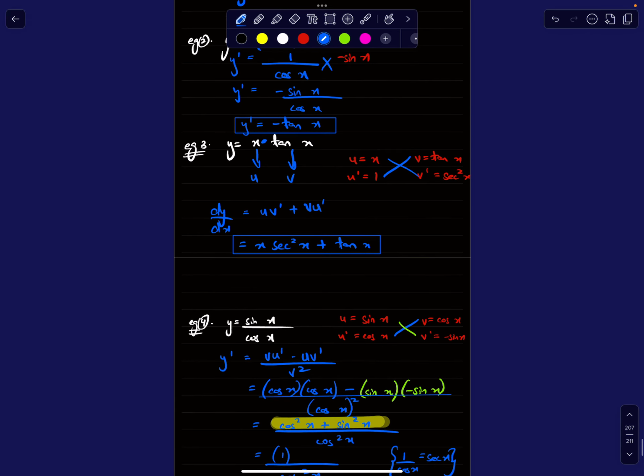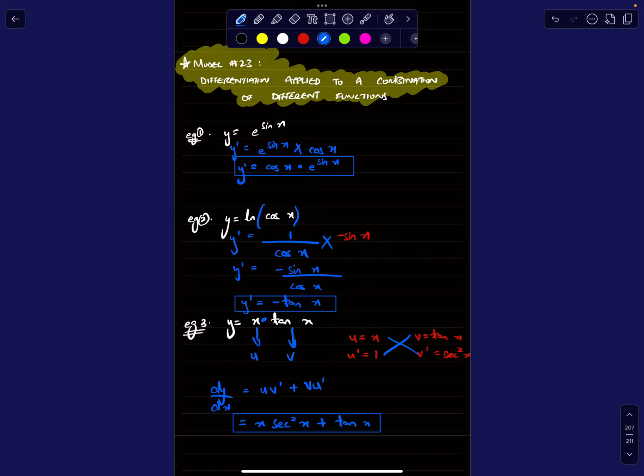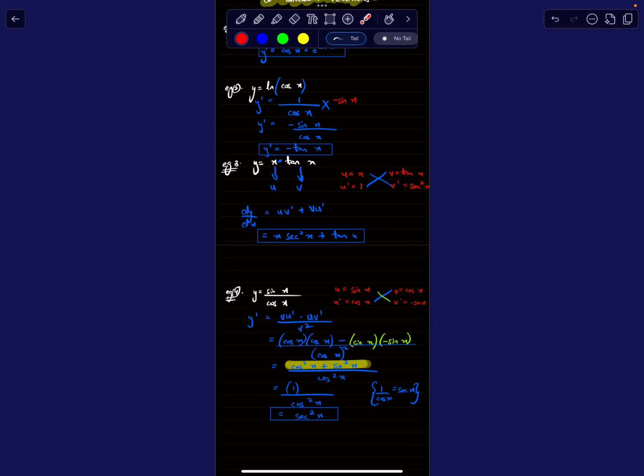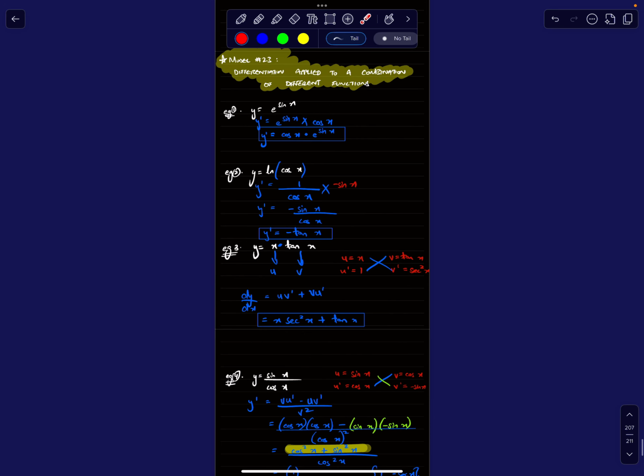And this is where we wrap things up. We looked at exponents with the power, ln with a function, and two functions being multiplied and two functions being divided. No more examples. You guys have to practice this yourself. I give you the concept.